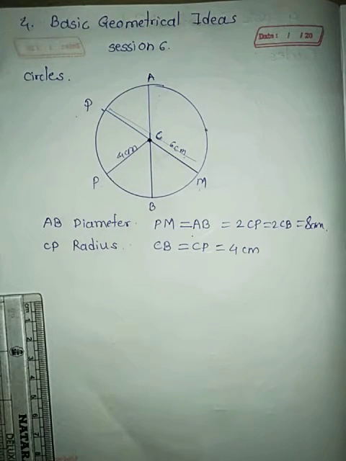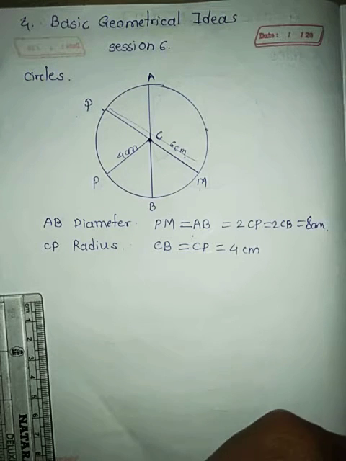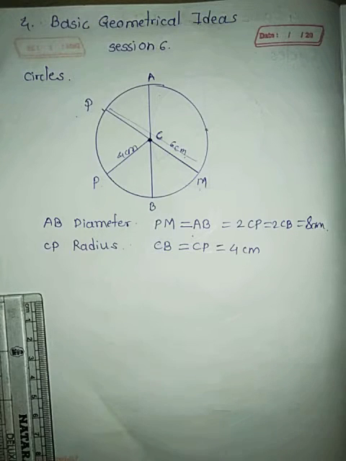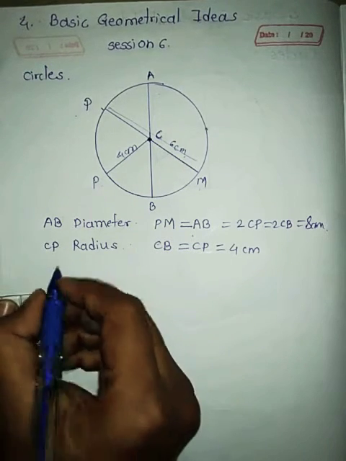Always the diameter is double the radius. Always the diameter is double the radius. Then the next thing is the chord.